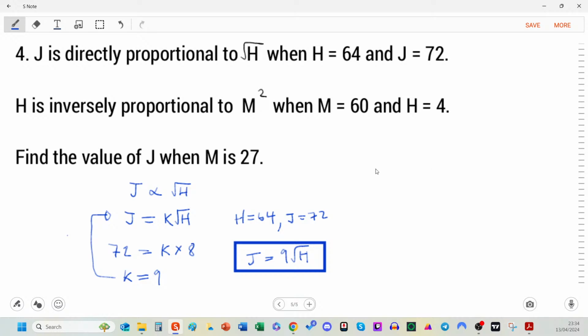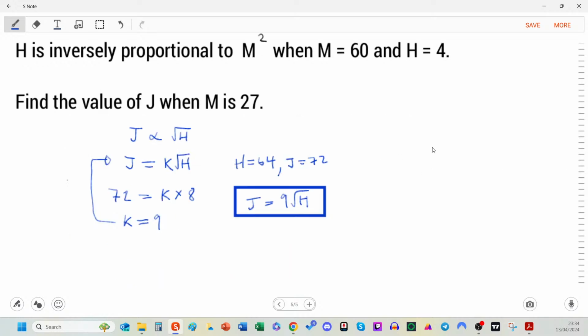Nice. Okay, let's scroll down now because we need the second statement. Let's do it here. So h is inversely proportional. So we have to write proportional, but inversely just means 1 over what they say here. So m squared. There you have it. And our condition is m equals 60 when h equals 4.